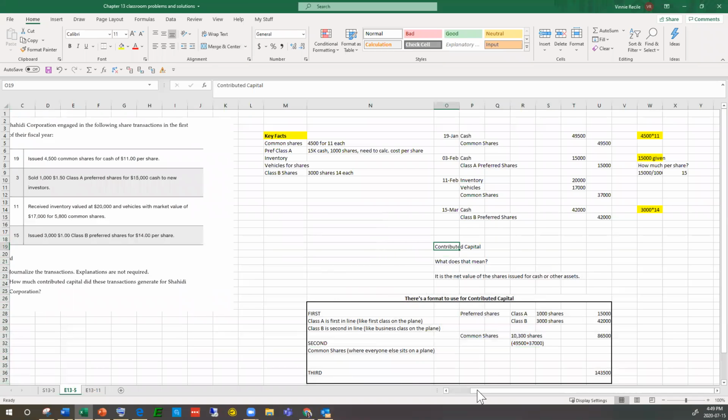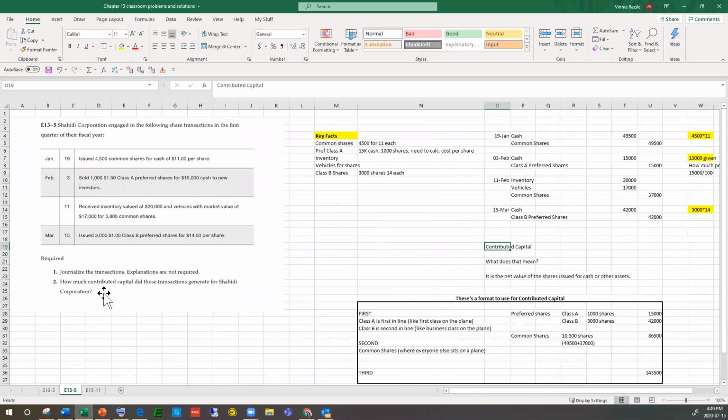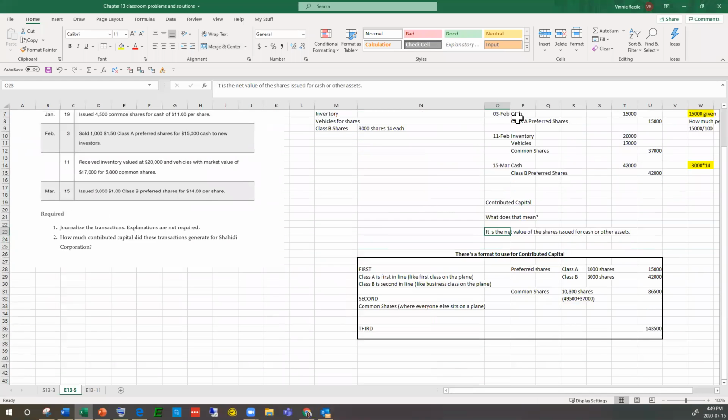So contributed capital. The problem is asking us to basically figure out the contributed capital for Shahidi Corporation. What does that mean? That is the net value of the shares issued for cash and other assets. So we've issued a whole bunch of shares, which brings a value to our contributed capital because we've collected cash in exchange for this ownership, or other assets in this case, cash and other assets.